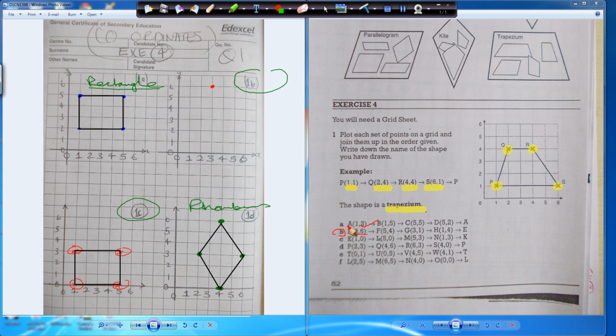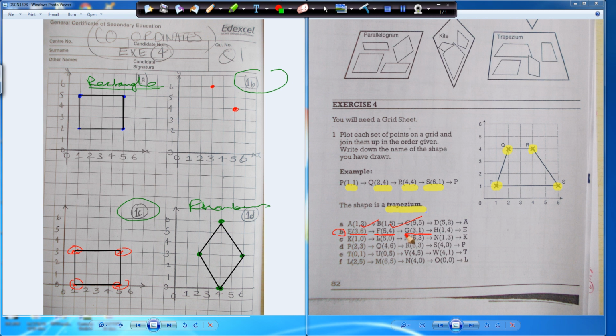The next point, let's have Isam. Okay, what is the next point? 5, 4. So 5 along the X and then 4 along the? Excellent. Done. Next one.